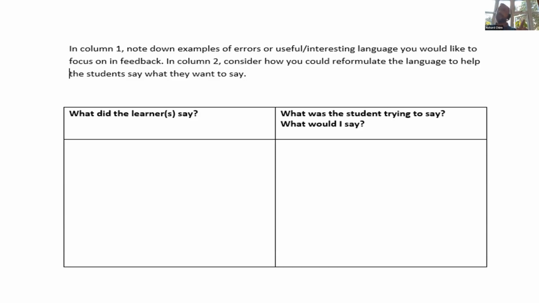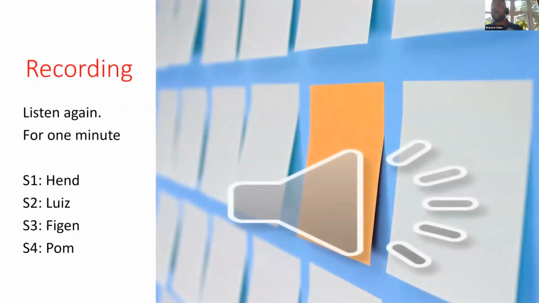So you can also do this to train yourself, recording the learners, tuning in as we just did, but then the next thing you can do is listen again and sensitize yourself to learner language. That's what we would do if we had more time today. We'd listen again to the recording that we had, and we'd note down in the left-hand column what the learners had said, and we'd consider some reformulations.